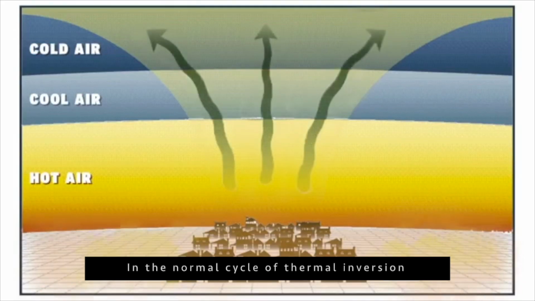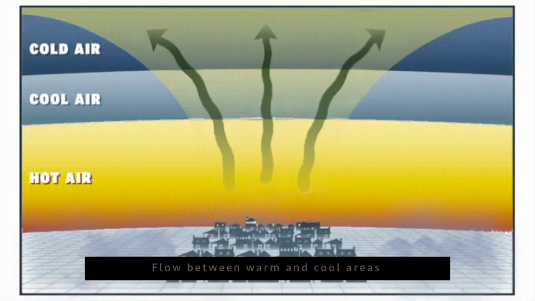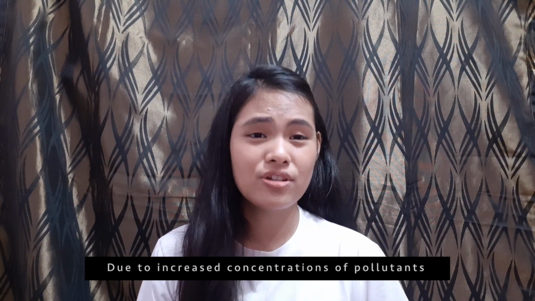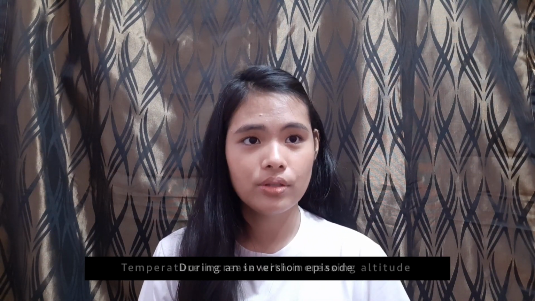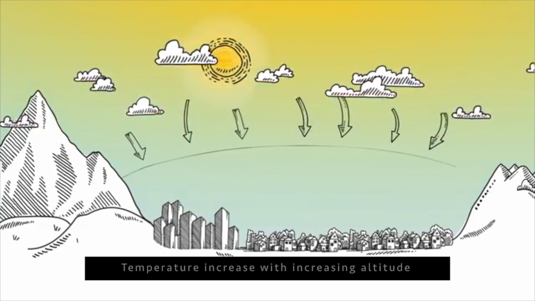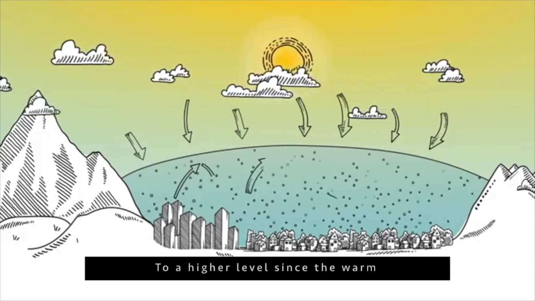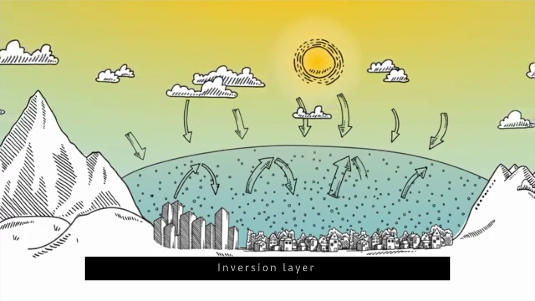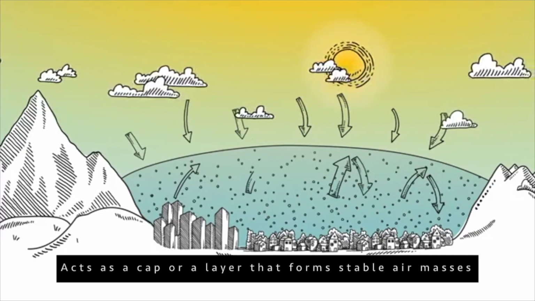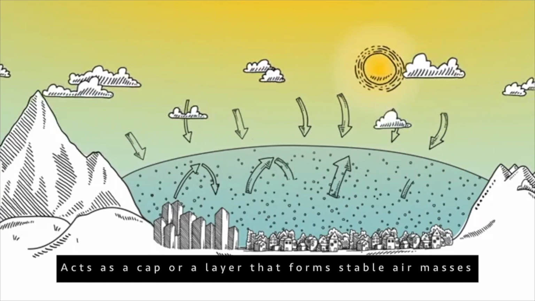In a normal cycle of thermal inversion, an unstable air mass and air constantly flow between warm and cool areas. Due to increased concentrations of pollutants during an inversion episode, temperature increases with increasing altitude, and this disrupts the movement of the mixed air to a higher level, since the warm inversion layer then acts as a cap or a layer that forms stable air masses.